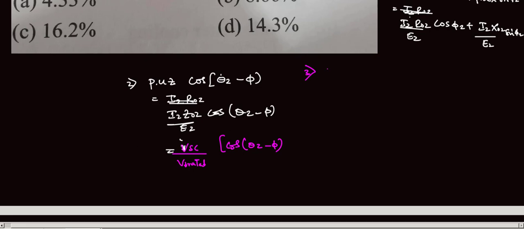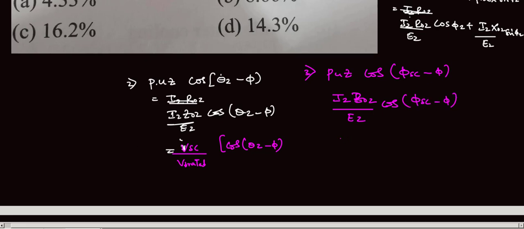What is the third formula? The third formula is per unit impedance into voltage regulation. Per unit voltage regulation equals per unit impedance into cos of (phi SC minus phi). So what is the per unit impedance? I2 Zo2 by E2 into cos of (phi SC minus phi). I can write this as Vsc by V rated into cos of (phi SC minus phi).